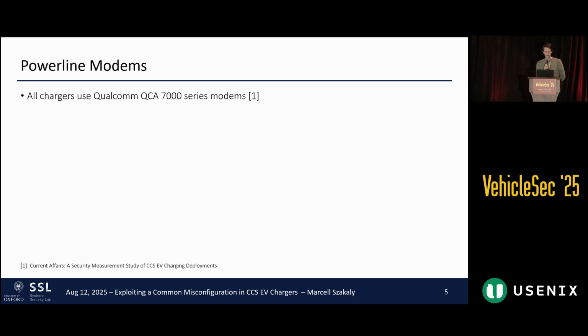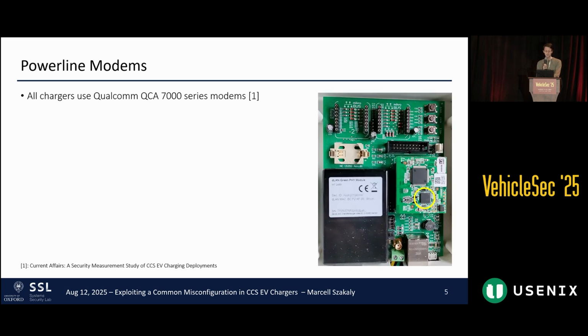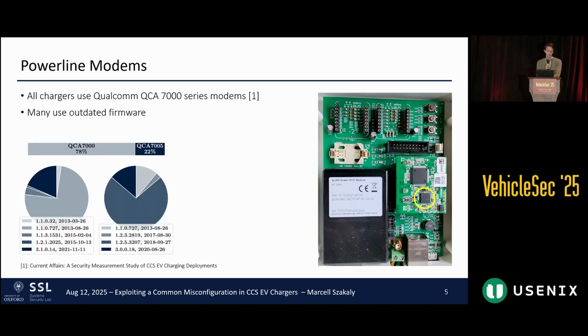In one of our previous studies, which is going to be presented at main USENIX on Friday, we conducted a measurement study. One of the things we found is that all of the chargers in the wild use the QCA 7000 series chips to do their HomePlug signaling. These are modem chips that need to be located in both the car and the charger to facilitate the communication going through the charging cable. You can see this little chip circled in yellow on one of our developer boards. That exact thing is in basically all cars and chargers that support these protocols.